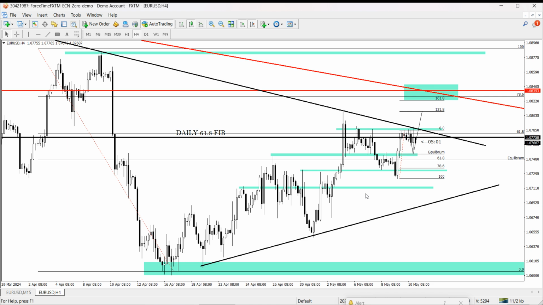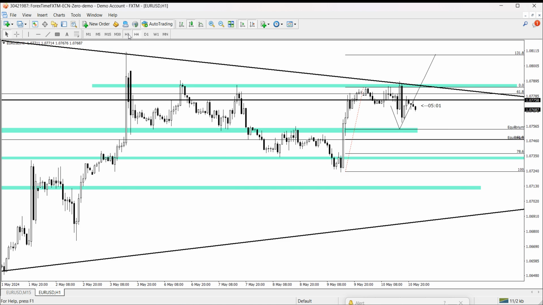Well, here again for a live analysis on EUR/USD. We're doing it for Monday, 13th May 2024. So before that, let's just take a look at what we expected on Friday.